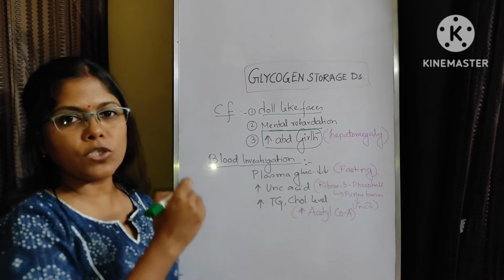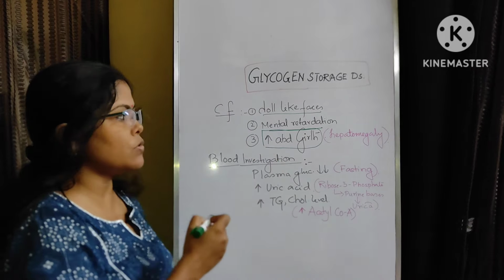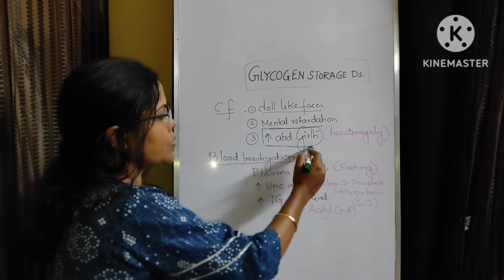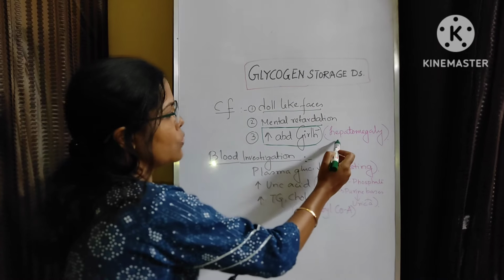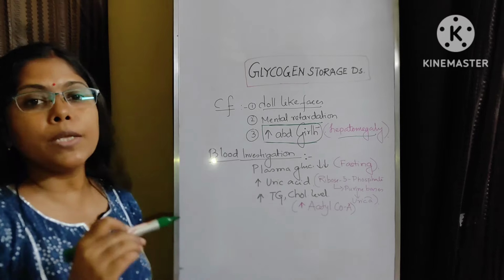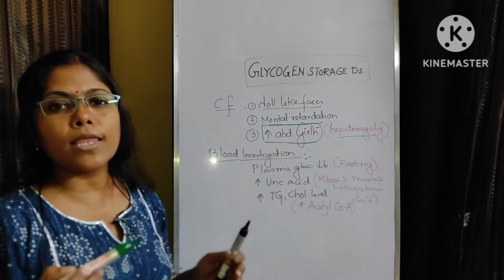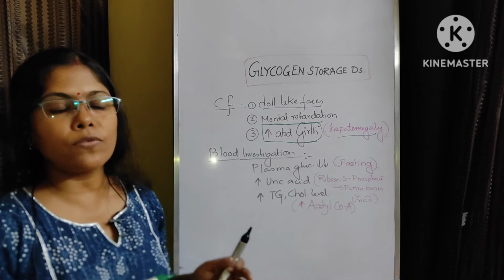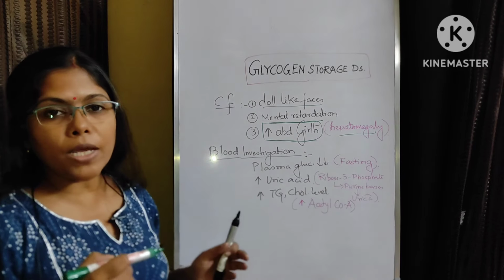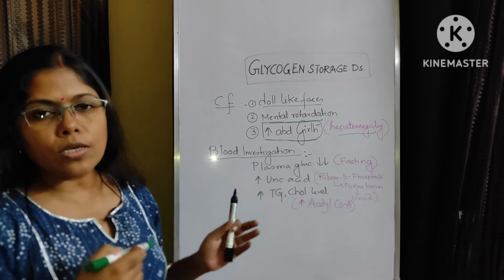In the case presentation which I showed in the beginning of this video tutorial, there was increase in abdominal girth. Why? Due to hepatomegaly, due to deposition of glycogen in the hepatocytes which was unused, and that led to increased size of the liver.